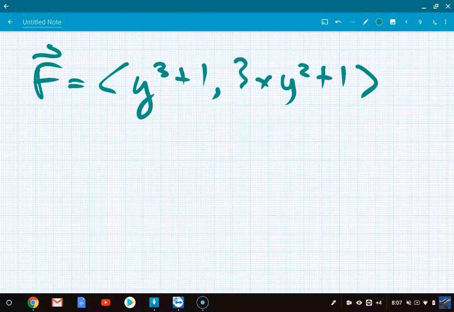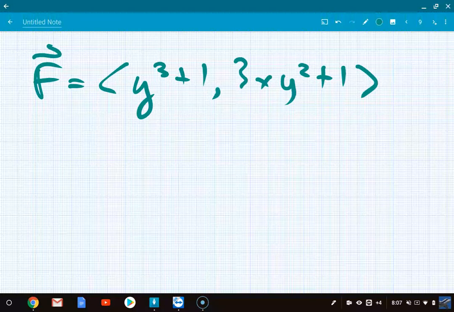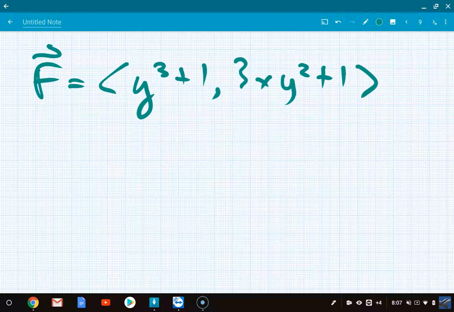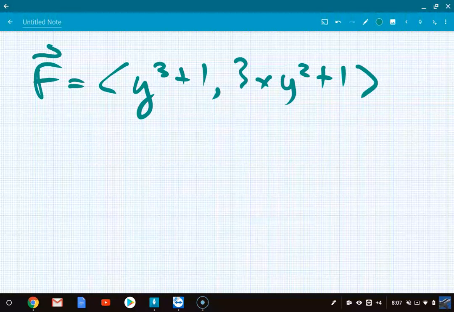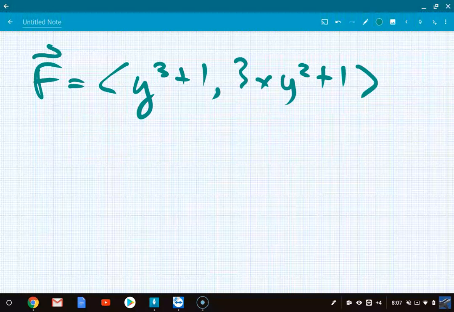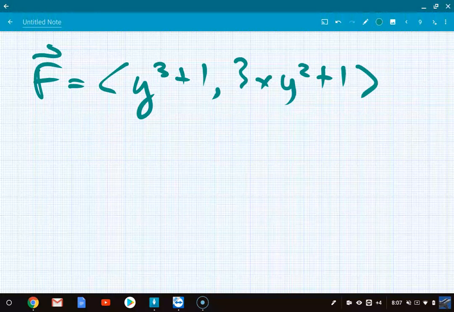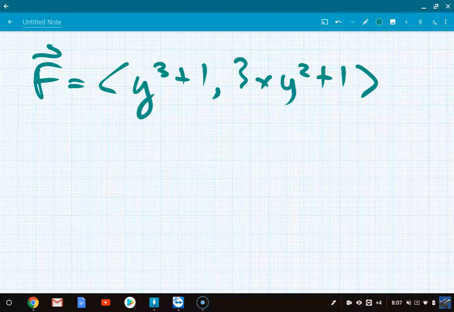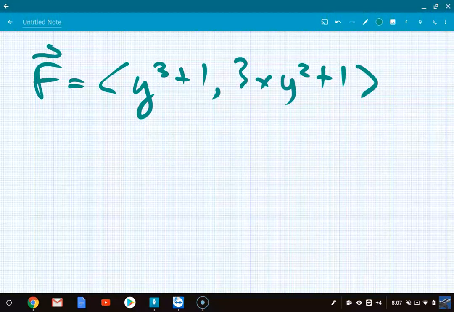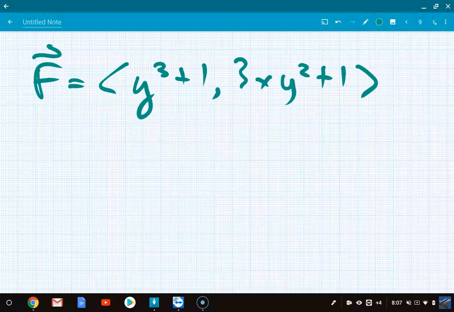So, is this a conservative vector field? What is the derivative of y cubed plus 1 with respect to y? The first partial with respect to y, what? 3y squared. What's the first partial of 3xy squared plus 1 with respect to x? 3y squared. Aha! So it is a conservative field. So if this big F is a conservative field, you must be able to find little f, the potential function that we're talking about. So how do you do that?